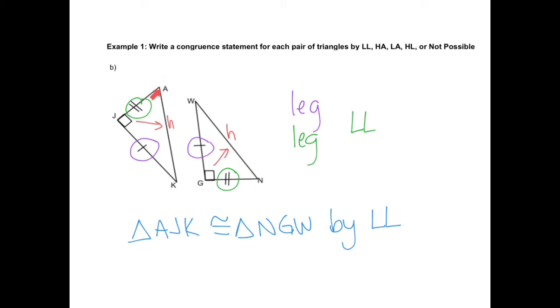So A is the one that connects with the right angle with the 2 tick marks. So A, 2 tick marks, J, and then K. So the one on this triangle that connects to the right angle with the 2 tick marks is N. So N, 2 tick marks, right angle at the G, and then W. So A, J, K, N, G, W.